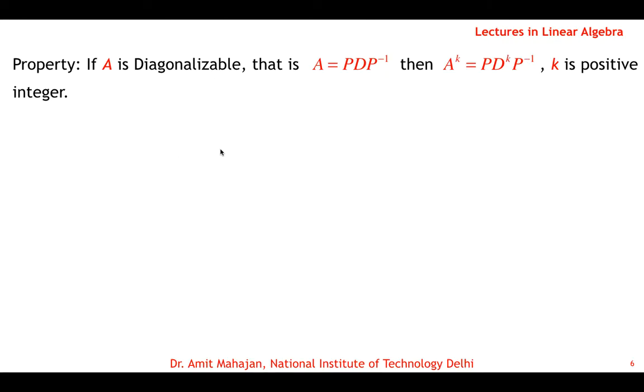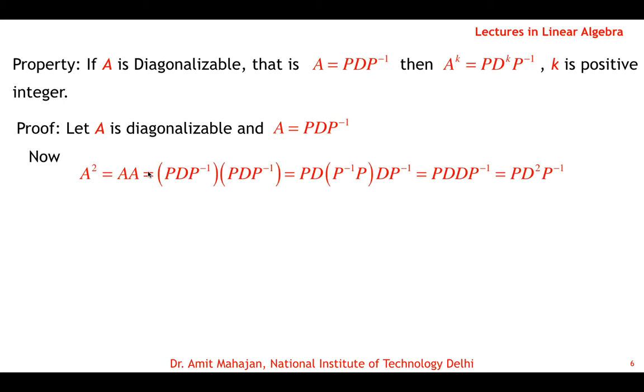The proof is simple. If A is diagonalizable, then A is P D P inverse. And then if I calculate A squared, that is A times A, and A is this, so it is P D P inverse times P D P inverse. So you see that P inverse P is identity.